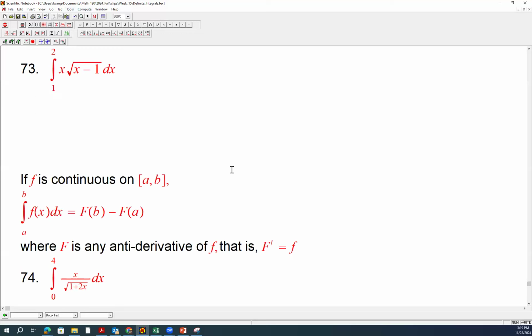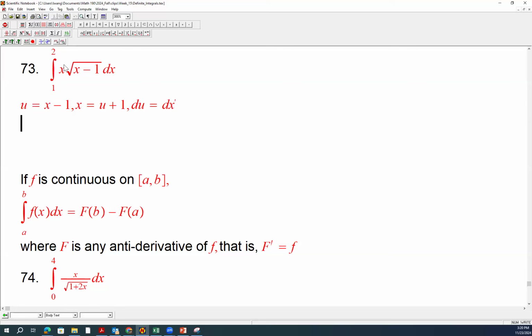So let's go. On this part, we're going to choose u equals x minus 1, and du equals dx. Then you say, how about x? Well, x will be equal to u plus 1, just adding 1 on both sides of this relationship.